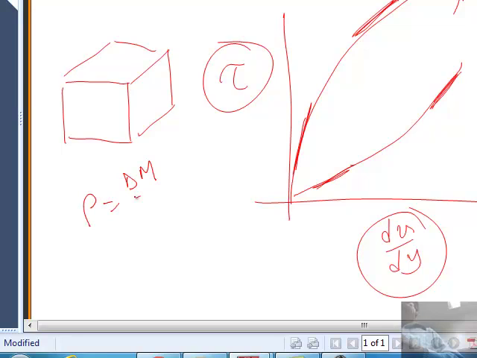Mass divided by volume. Excellent. So I need to measure what is the mass of air in this room. I need to measure what is the volume of air in this room. If I get those two numbers, I plug it in, that's my density.